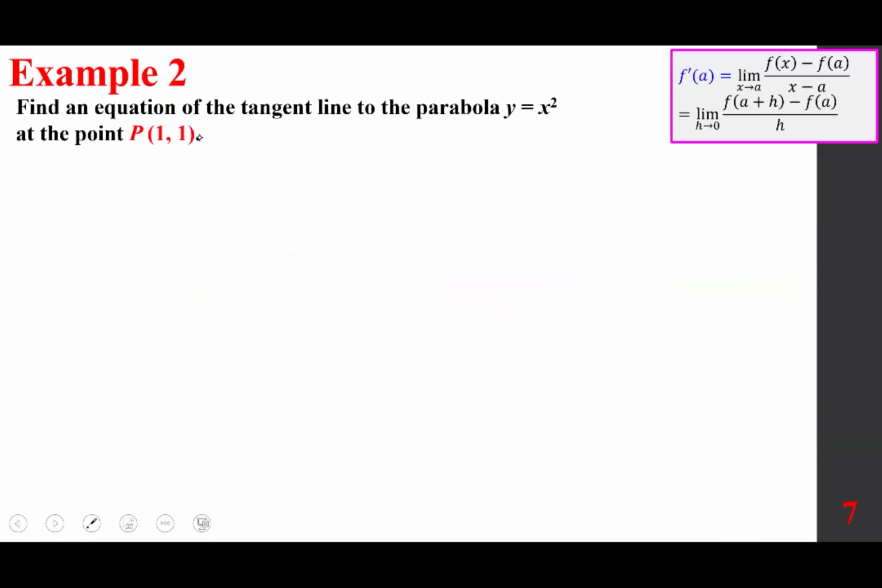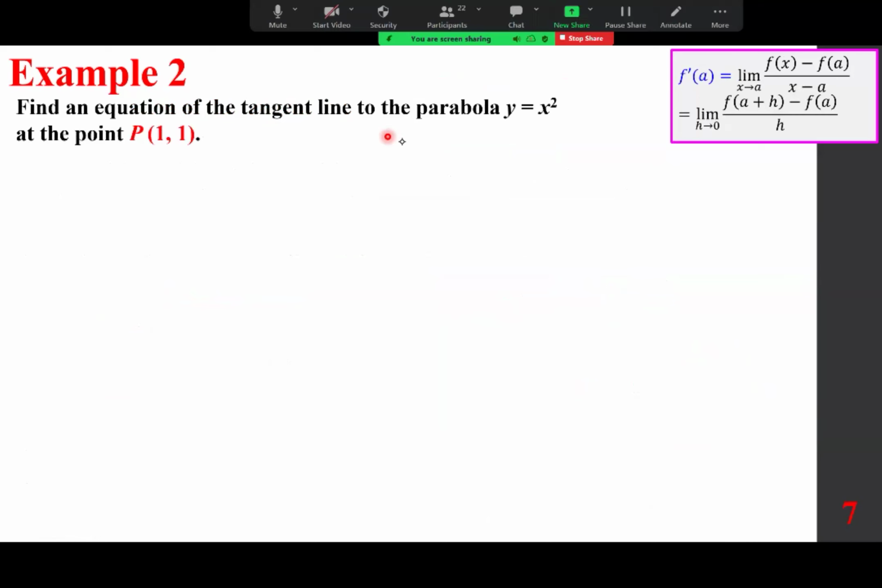We want to find an equation of a tangent line to the parabola y equals x squared at the point 1, 1. They don't have to give you a pair. They can give you x. It's important. X is 1, plug in, you get 1. X is 2, plug in is 4. X is 5, plug in, you get 25. X is negative 4, plug in, you get 16. So if they give us x, that's good enough.